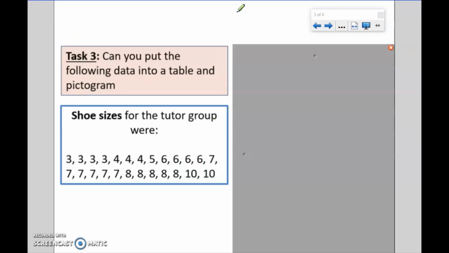Okay, so this is task 3. I would like you to look at this raw data this time, and I would like you to put it into a table and then a pictogram. So you need to present this data in a frequency table. You may also use a tally chart if you think it's going to help you for this question, and then present your data, your information in a pictogram. Would you like to pause the video here and have a go at task 3?